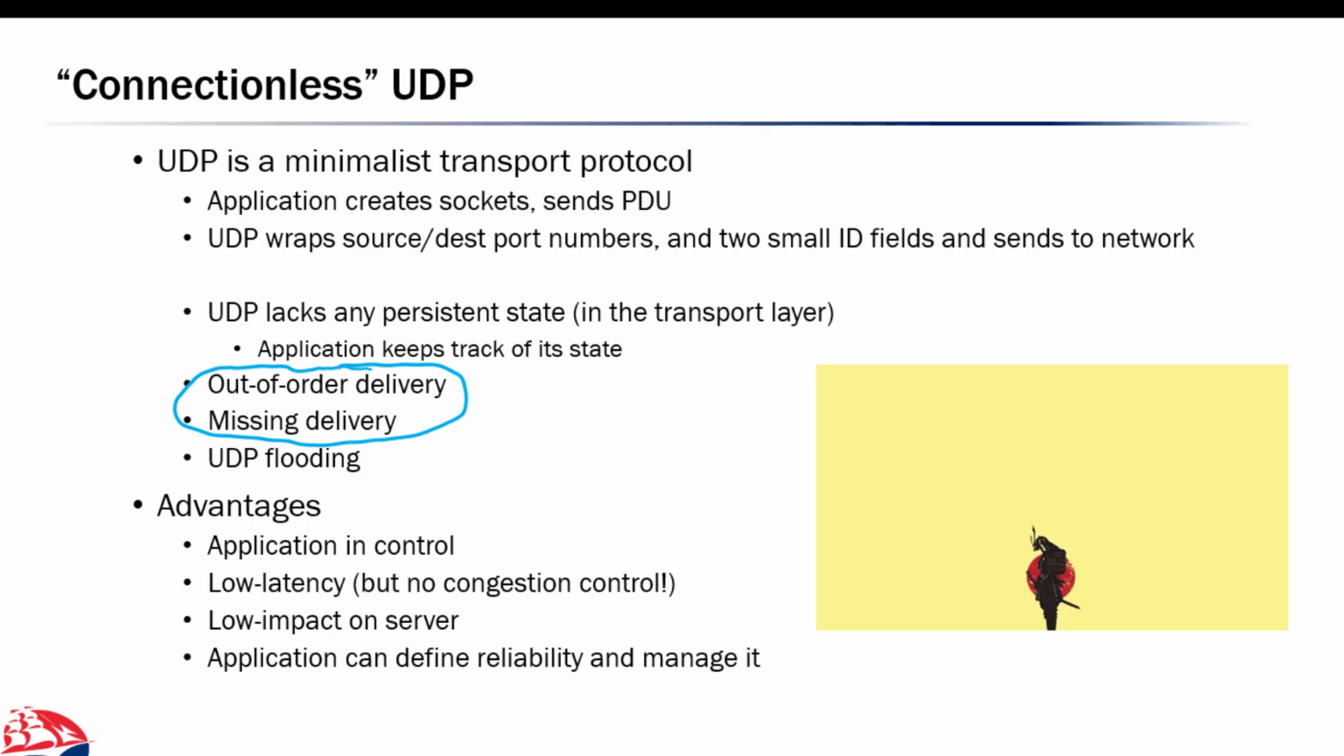The other thing about UDP is there's no built-in brakes. Because it's so minimalist, it could just flood the network, and it could inject more packets than what the network layers can handle, and then they just start dropping left and right. And then that's going to cause missing deliveries and all kinds of chaos. But there are some clear advantages.